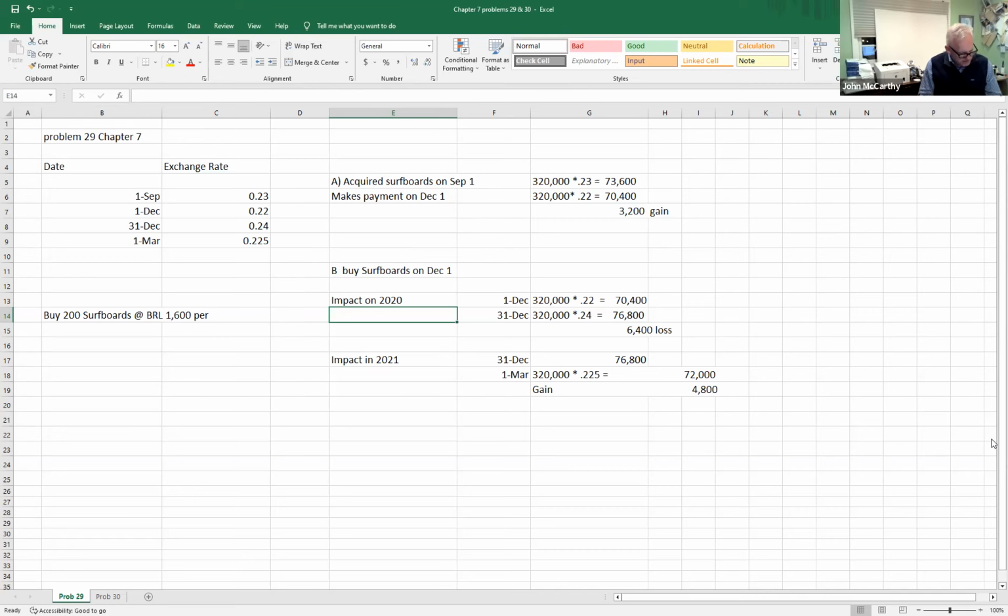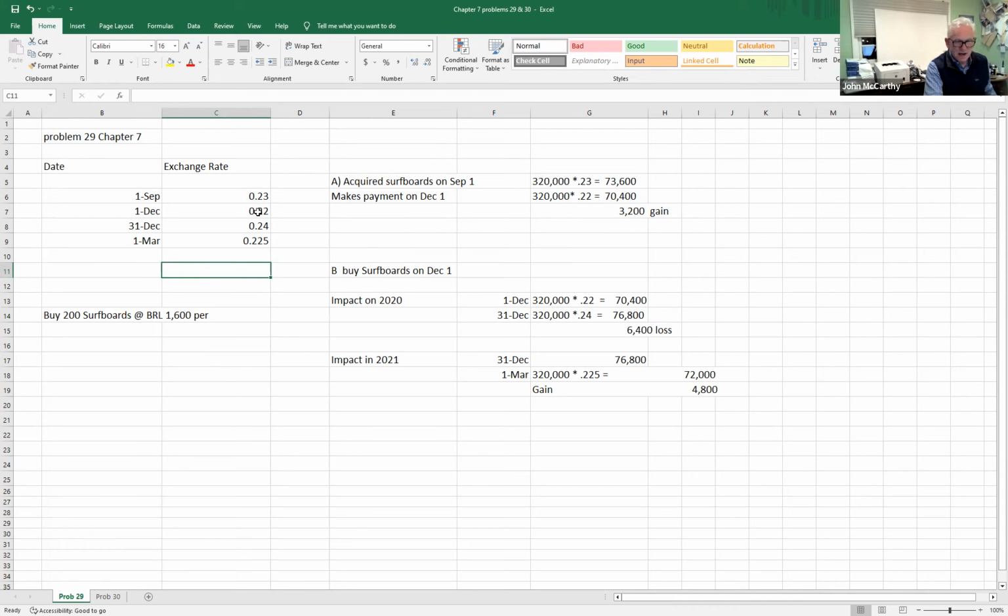Then A says, assume Spindler acquired the surfboards on September 1 and made payment on December 1. What is the effect of the exchange rate fluctuations on reported income? So I listed out the exchange rate here. This is how many dollars buys one reais. It costs about 23 cents to buy a reais at September 1, 22 cents to buy one at December 1.